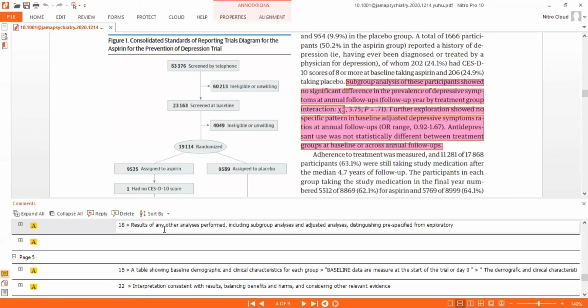Next, point 18, results of any other analysis performed including subgroup analysis and adjusted analysis, distinguishing pre-specified from exploratory. Subgroup analysis of these participants showed no significant difference in the prevalence of depressive symptoms at annual follow-up. Further exploration showed no specific pattern in baseline adjusted depressive symptoms ratios at annual follow-up. Antidepressant use was not statistically different between treatment groups at baseline or across annual follow-up.